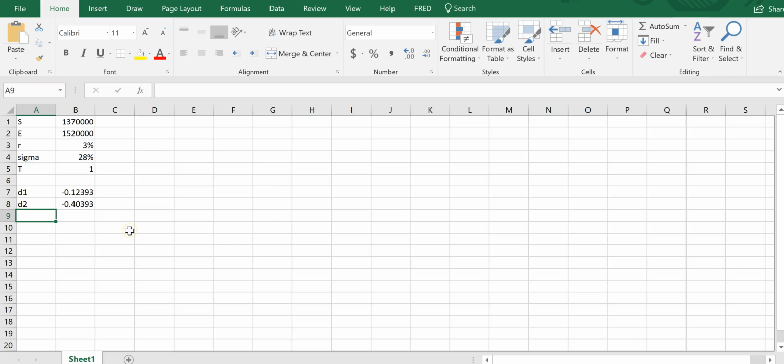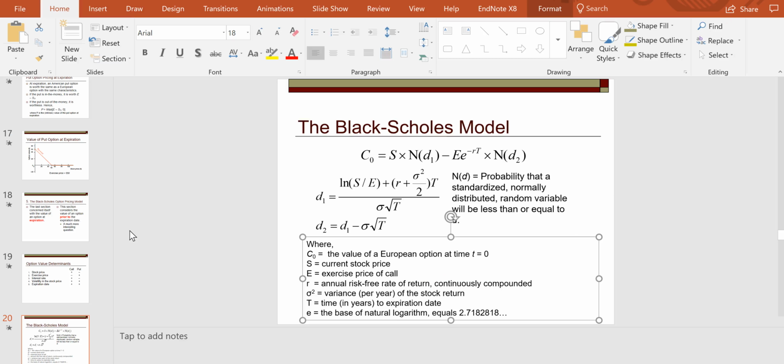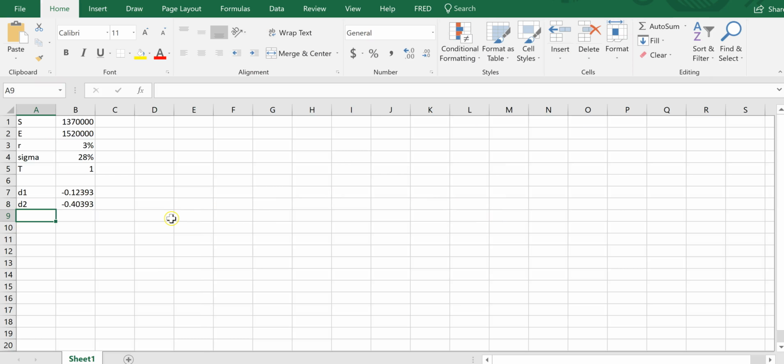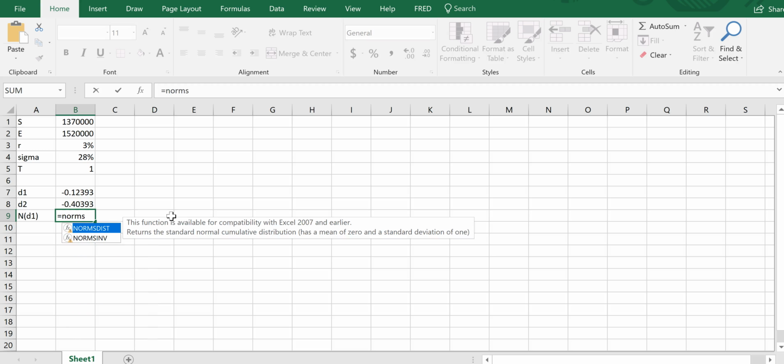So N is the CDF function, that is the probability that a random variable, distributed by the standard normal distribution function, is less than D1. So that's the meaning of this N D1. And in Excel, that function is simply NORM.S.DIST. So let me put ND1 first here. So that function is NORM.S.DIST.